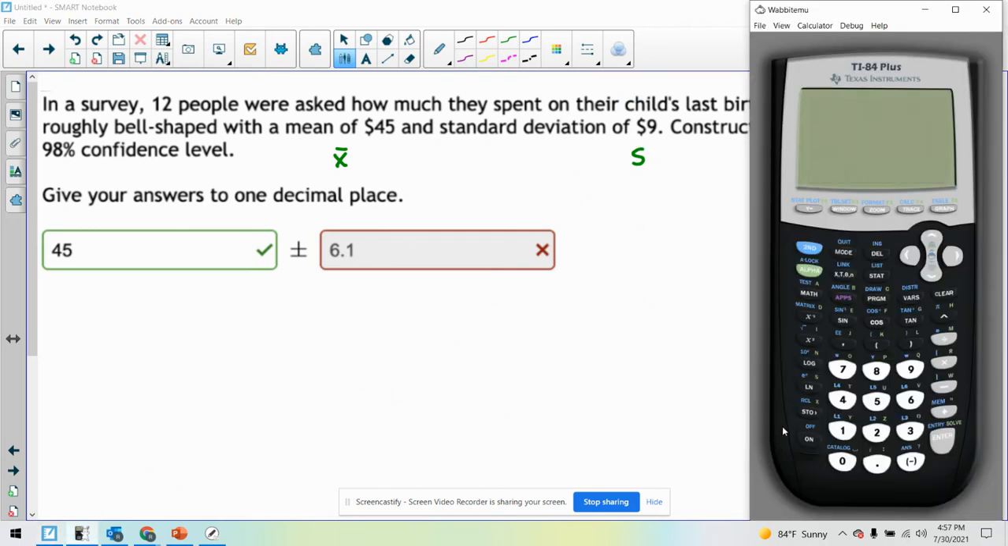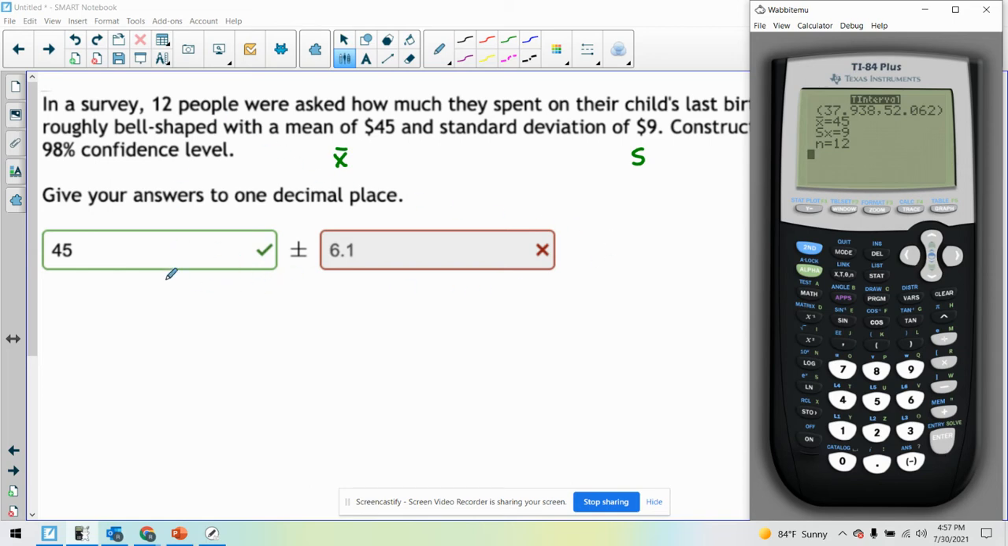Since we don't know sigma, we're going to use a T interval. Stat over to tests, T interval. I'm entering stat. X bar here is 45. S is 9. N is 12. And the confidence level is 0.98. I think you might have just did some small calculation error.